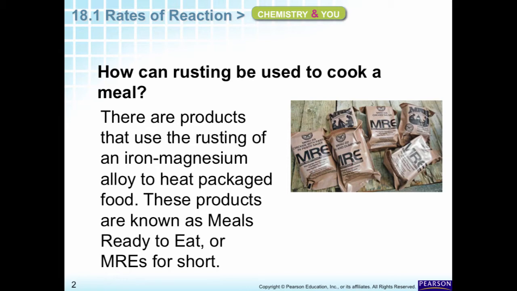First thing we're going to talk about is how can we use oxidation or rusting to cook a meal. You might have seen this in the Pearson videos that you've listened to already. You know that this will heat them, okay? These MREs will be using that. But what is it that we're using to do that? By rusting iron, magnesium, we are able to heat the food, okay? So we take advantage of rusting to create heat.